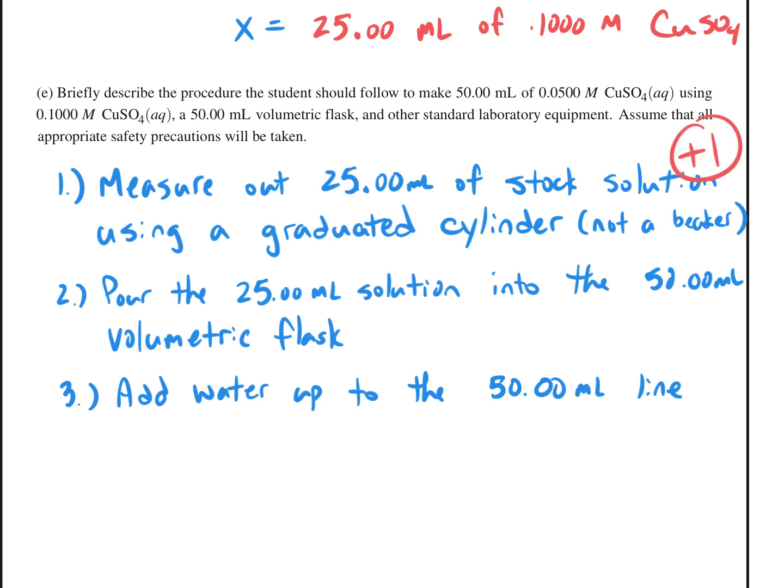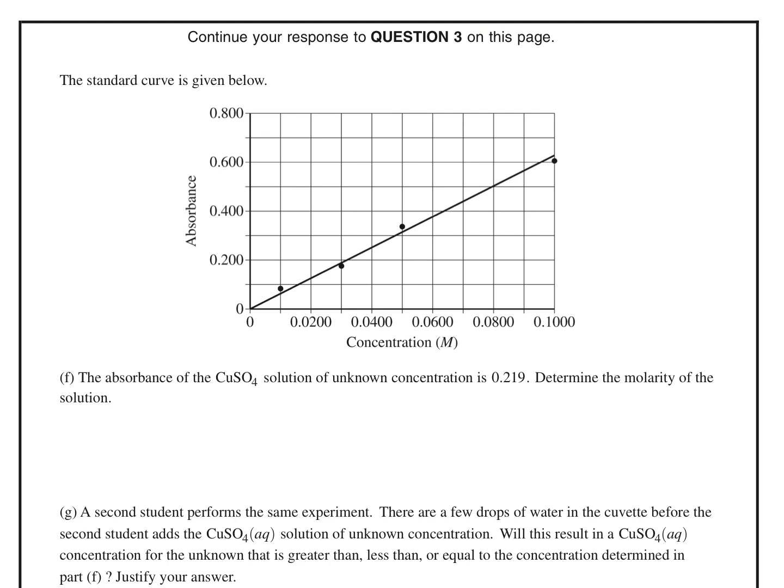One point was for measuring the stock solution first, and the second point is for adding water in the last step. Now we're on to the last page. What you see is the standard curve. These are the four solutions that we made on the last page, and they put them into the spectrophotometer and measured their absorbance versus their concentrations. And so you can see that the dots all fall in a relatively straight line.